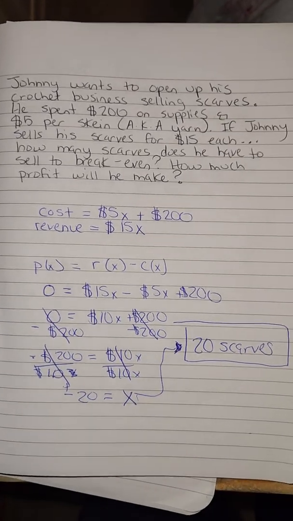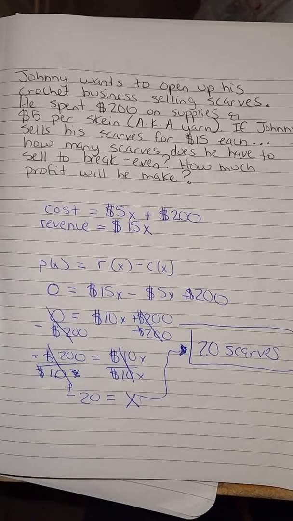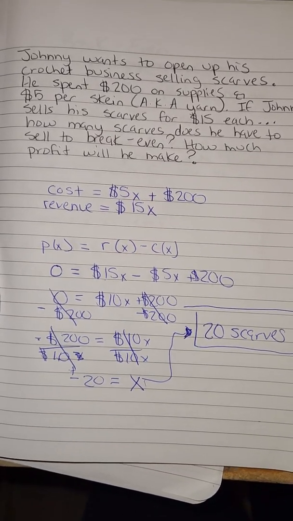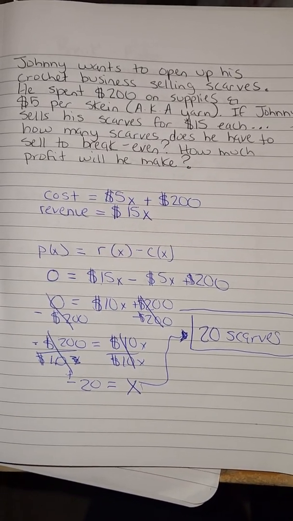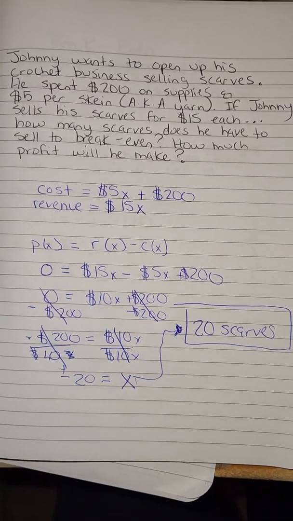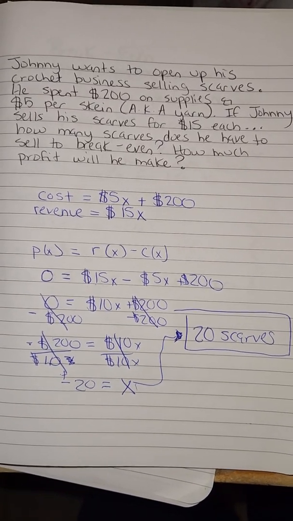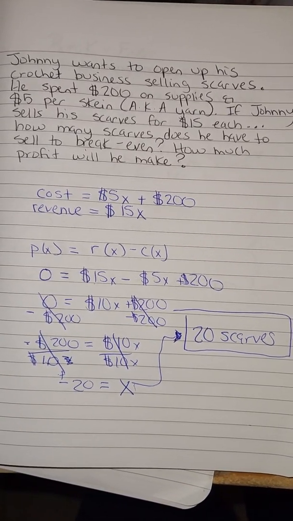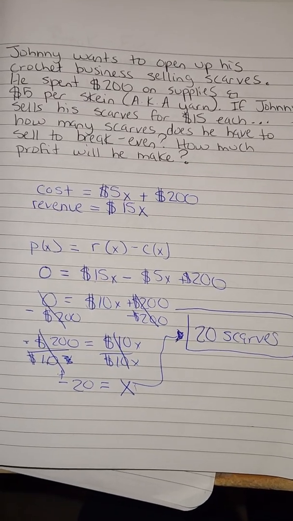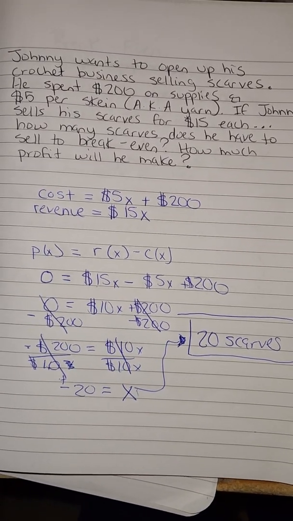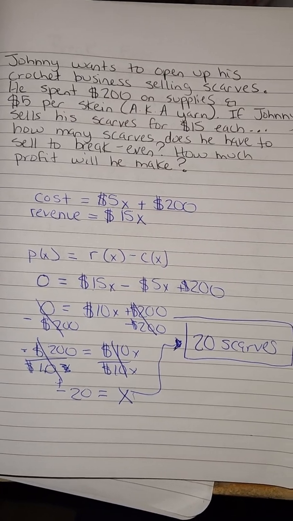Now let's reread the problem again. Johnny wants to open up his crochet business selling scarves. He spent $200 on supplies and $5 per skein, aka yarn. If Johnny sells his scarves for $15 each, how many scarves does he have to sell to break even? How much profit will he make?